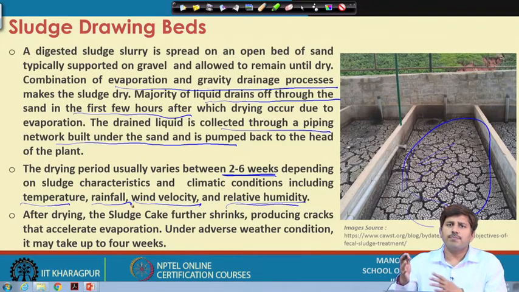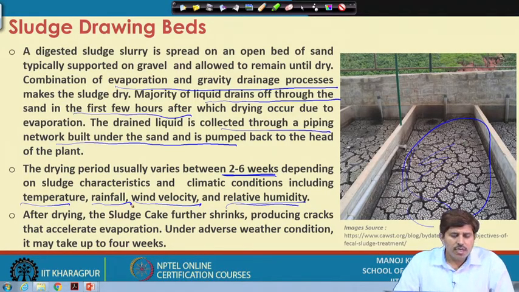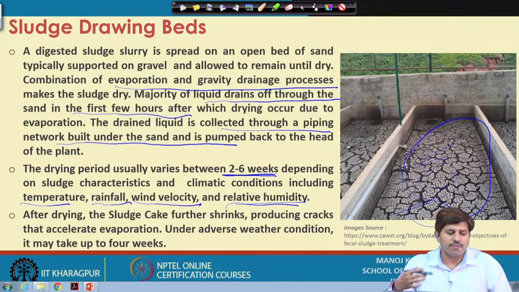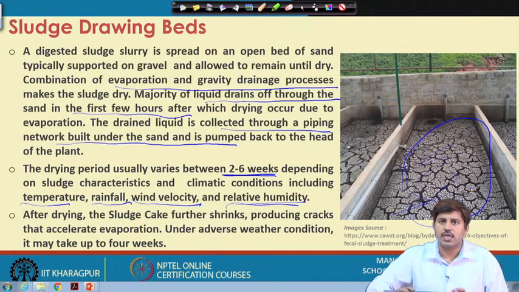So, within a span of 6 weeks it eventually dries and we can get solid content as high as 40%. Now, after drying, the sludge cake further shrinks, and this shrinking provides a lot of cracks, as can be seen in this figure. When a lot of cracks develop, like earlier when you just put the sludge on the surface of this drying bed.